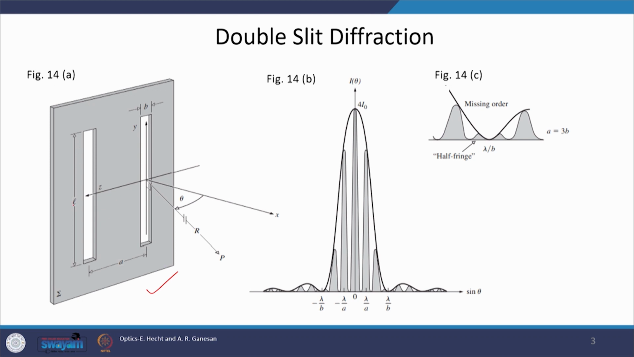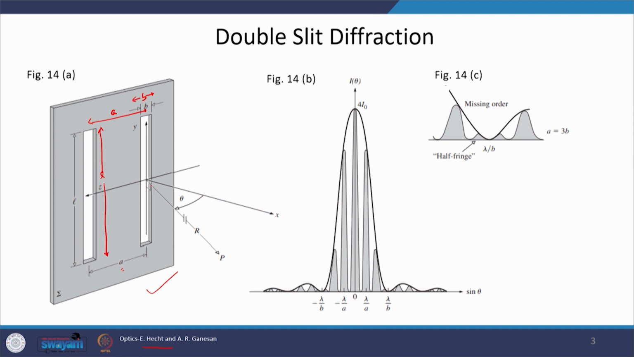Each slit is of length L, and each slit is of width B. But the slit to slit separation is A here. The slit to slit separation is measured from the center of one slit to the center of the other slit. This is also shown here. This figure I took from the book Optics by Hecht.